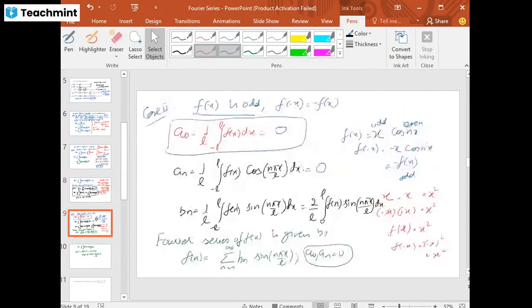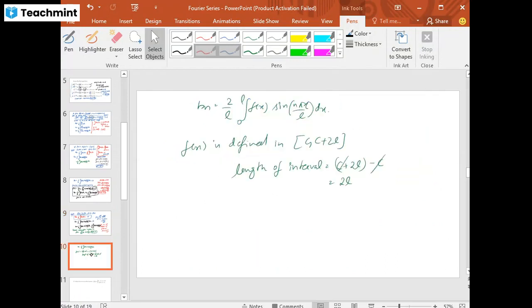And if your function is odd, then f of minus x is minus of f of x. In that case, we need to calculate only one Fourier coefficient, that is bn, because a naught and an both of them are 0. And the value of the Fourier coefficient bn can be calculated with the help of this formula, 2 upon L, integral 0 to L, f of x sine n pi x upon L dx.